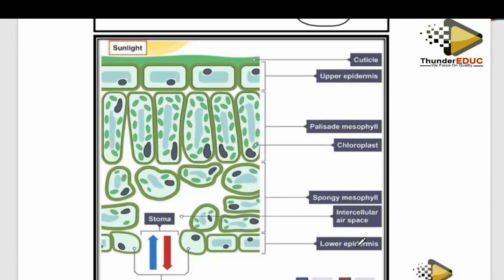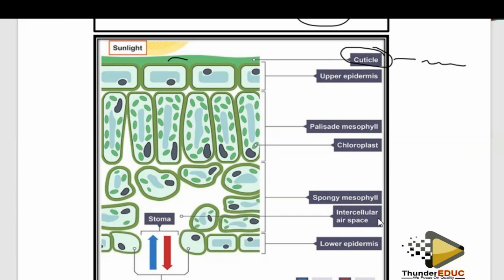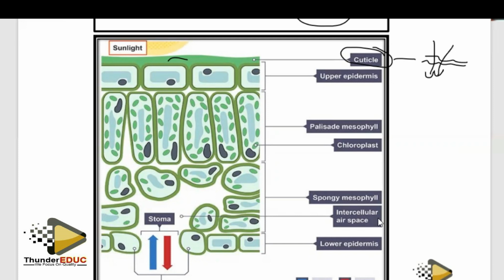If you look at this leaf, this is the internal structure of a leaf. The first layer on top here is called the cuticle. This cuticle is transparent. It means that it allows light to go through. So that is one adaptation.